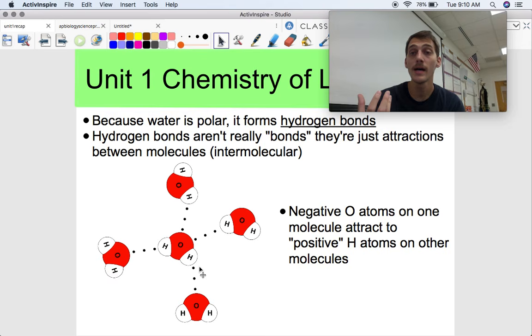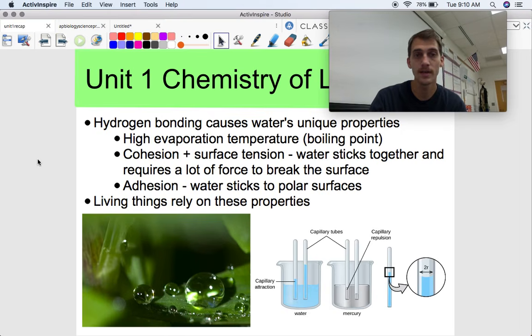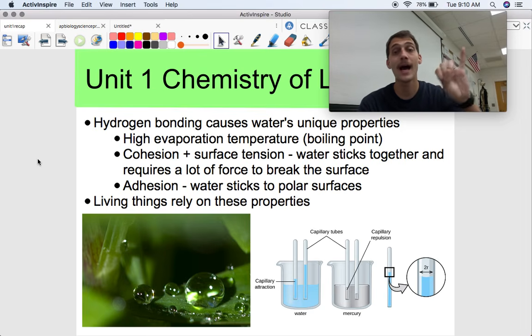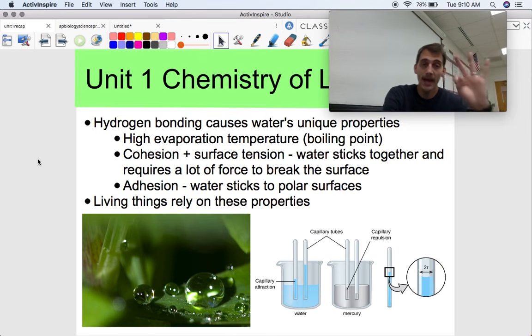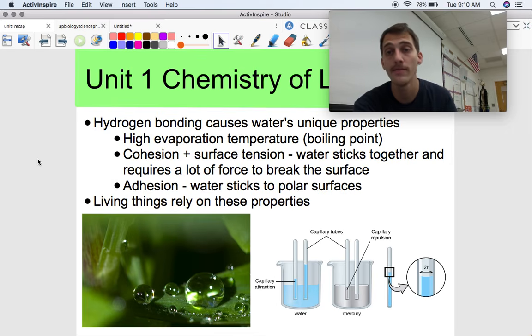So these hydrogen bonds are what give water its super unique properties, and allow it to do a whole bunch of goofy stuff in comparison to other molecules. A few of water's properties are that it has a high evaporation temperature, a high boiling point. It's sticky, that is, it has cohesion and surface tension, and it has adhesion. And all 3 of these properties can be explained by hydrogen bonding.